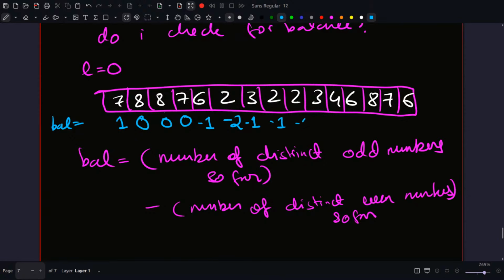So -1, -1, -1. 4 is finally a new even number, so another new even number, -2. And then 6 is another new even number, so -3. Sorry, 6 is not new. I've already seen it before, so it remains -2 itself. It remains -2, remains -2, remains -2, right?